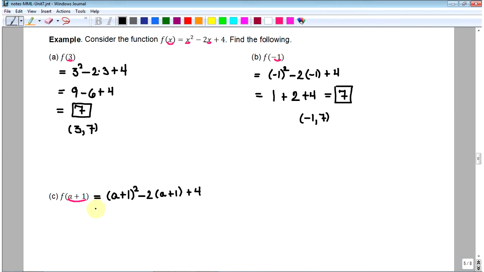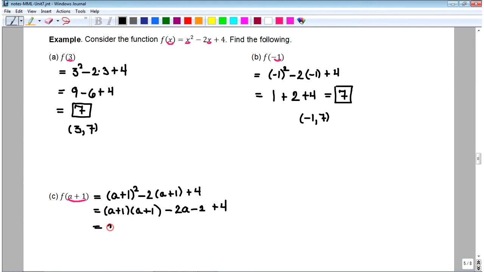Okay, the first thing I'm going to do, and hopefully you will remember, a plus 1 squared means that we have a plus 1 times a plus 1. So we need to use the FOIL method, or some form of the distributive property. Okay, I'm going to go ahead and distribute my negative 2. So I'm going to have a negative 2a minus 2, and then we have plus 4 on the end.